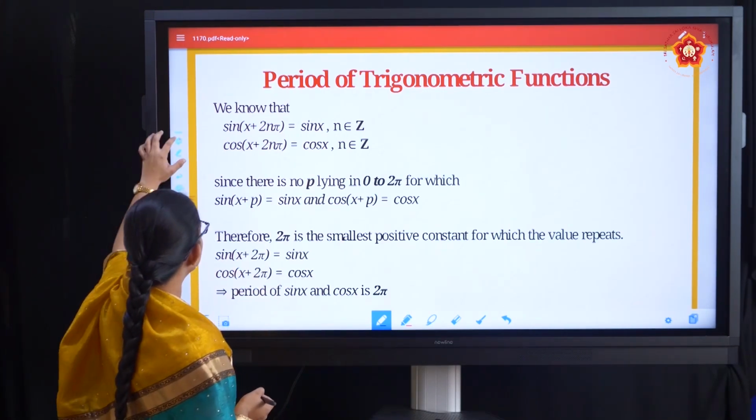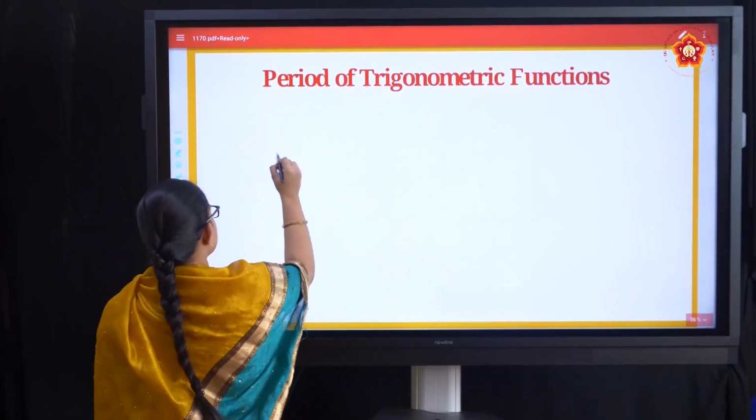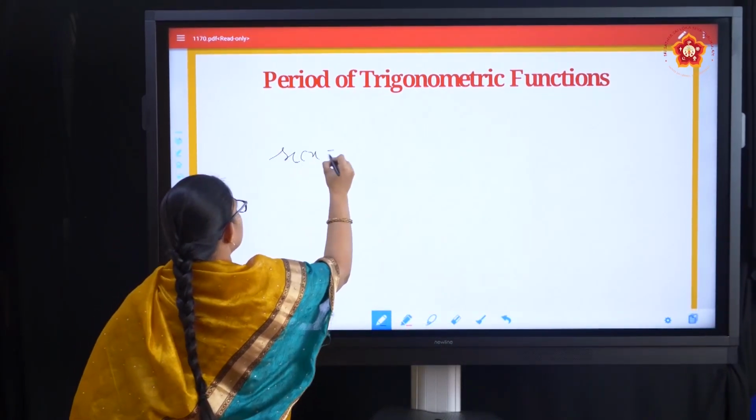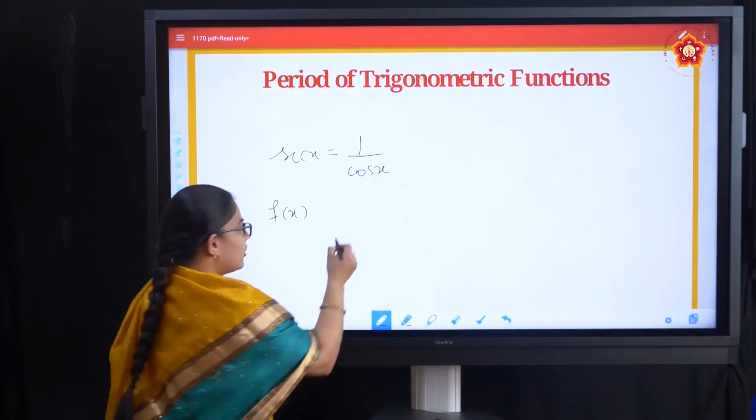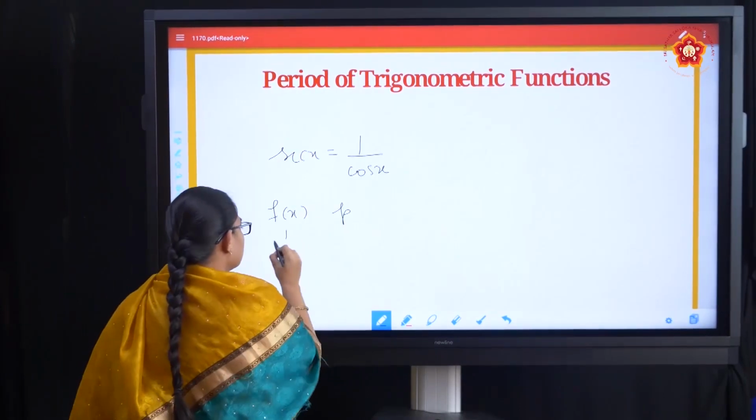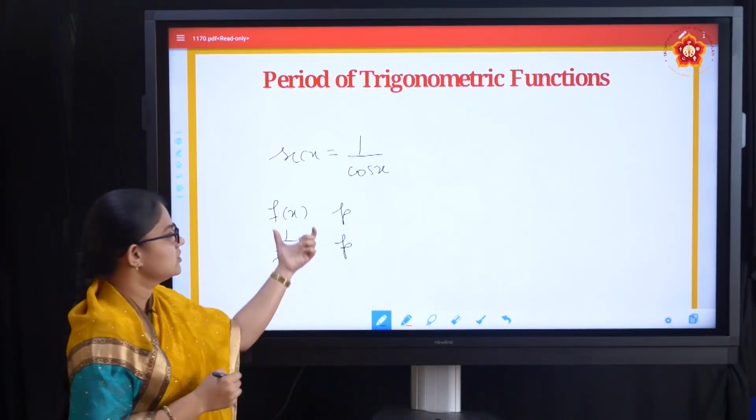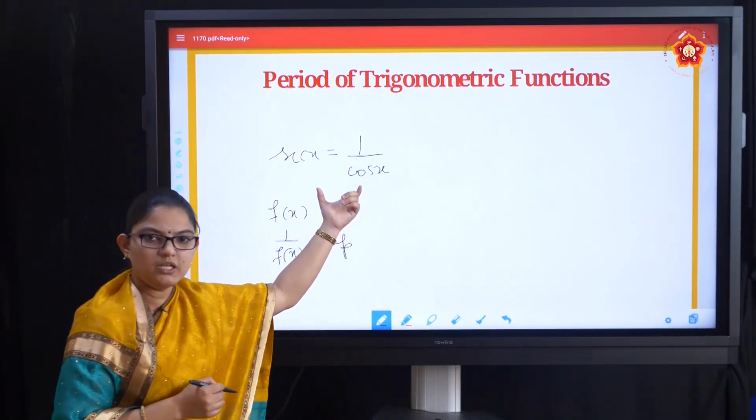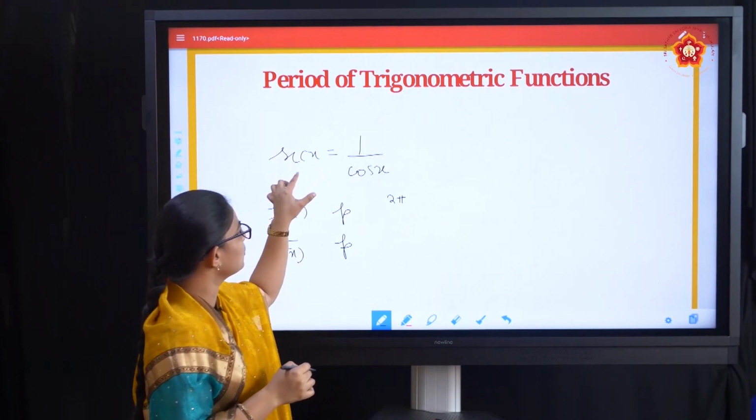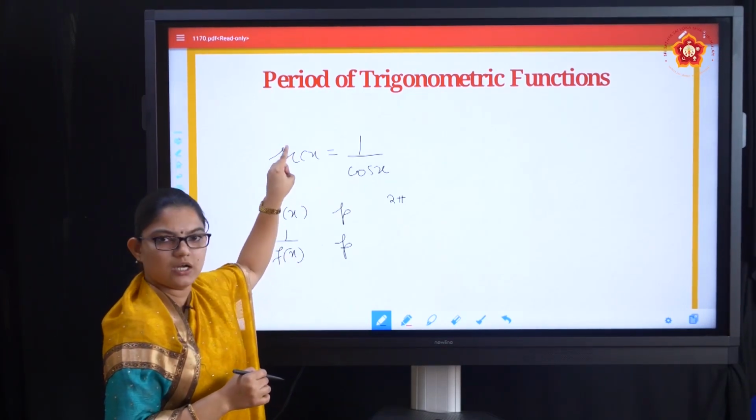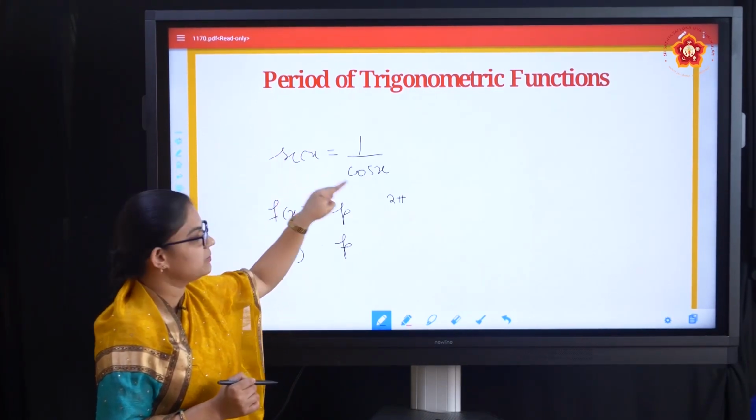Now let us see for its reciprocal. So we have the reciprocal of cos, that is secant x. So we know that secant x will be equal to 1 by cos x, and we know the fact that if f of x is periodic with some period p, then 1 by f of x is also periodic with the same period p. So now here we have cos x, we know its period, that is 2 pi, correct? Period of cos x will be 2 pi. So therefore the reciprocal of cos, that is secant, will also have the same period 2 pi. So therefore we say period of secant x will be 2 pi.